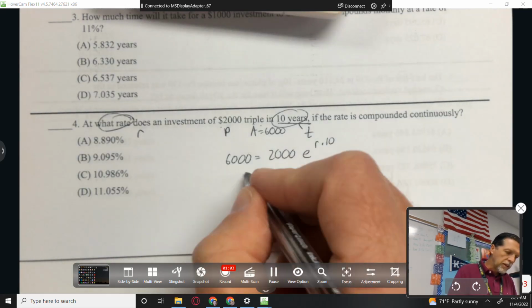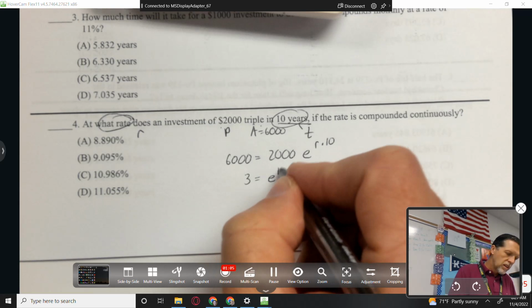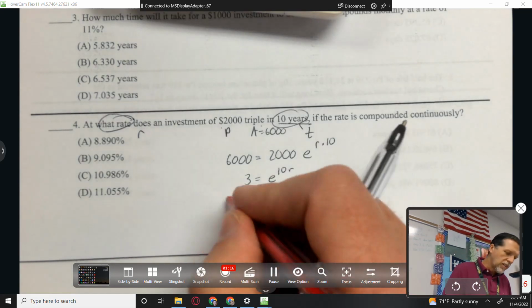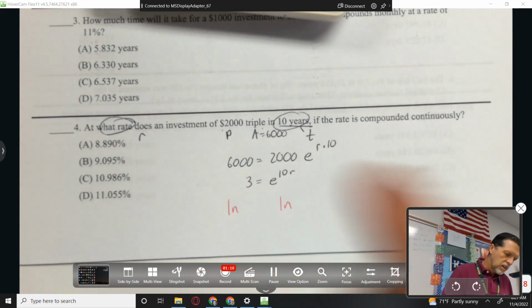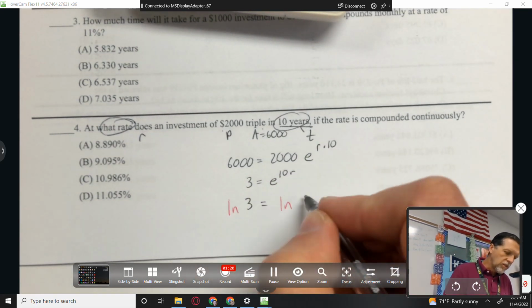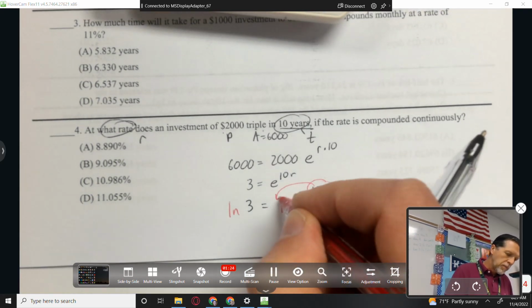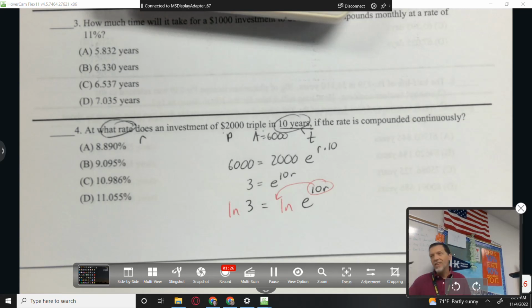So divide by 2,000. You get e to the 10r. Next step is the key step here. What do we do next? Natural log both sides. So natural log 3 equals natural log e to the 10r. And we do that so that the 10r can move down front.